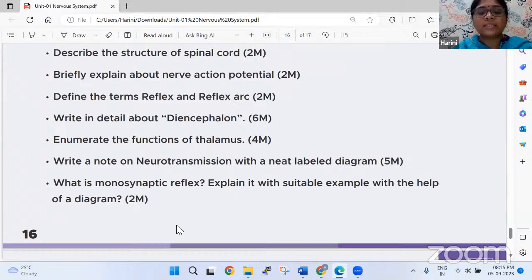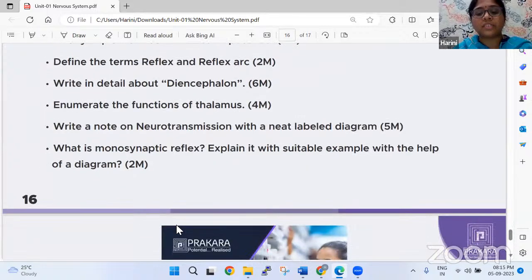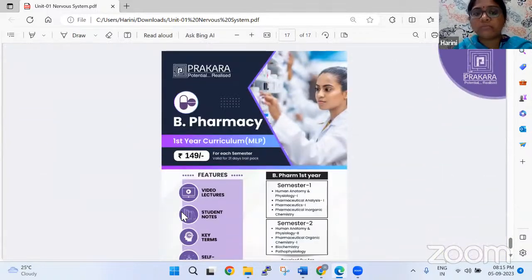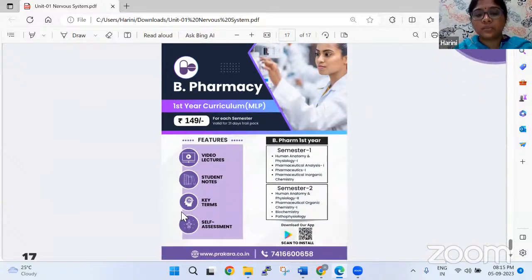Yeah, so this is how I have explained everything about the nervous system, how you have to learn it and how you have to represent it in the answer in the question paper. Hope I have given you the whole thing. If you have any questions, please raise them in the chat and I can go through them.